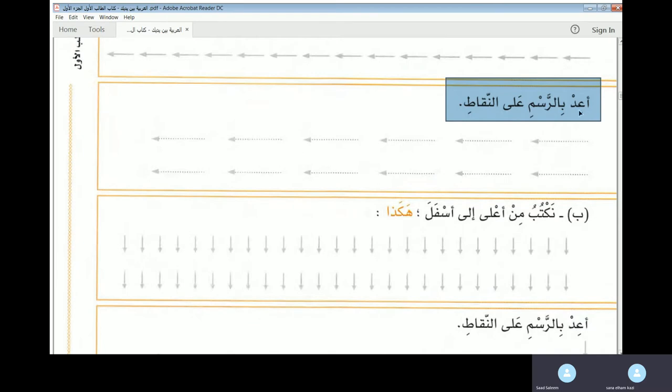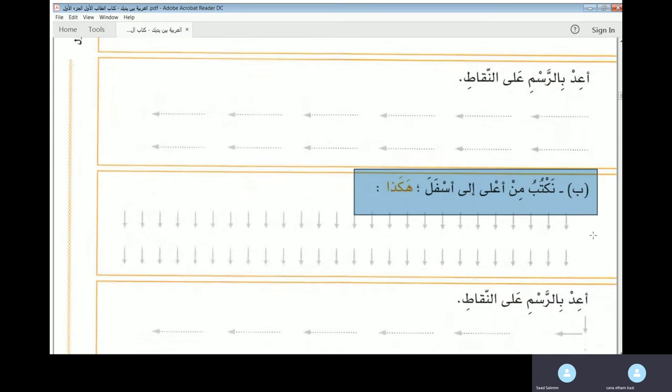Aid bir rasmi alan nukati. Aid means prepare or practice. Practice writing on the dots. Basically, he's asking you to move your pen on these dots.